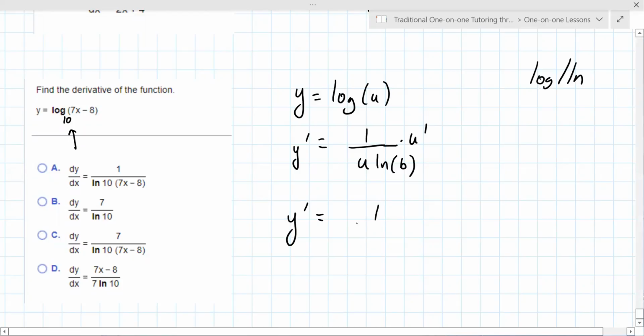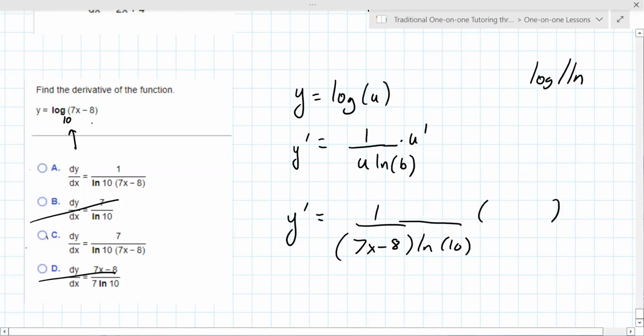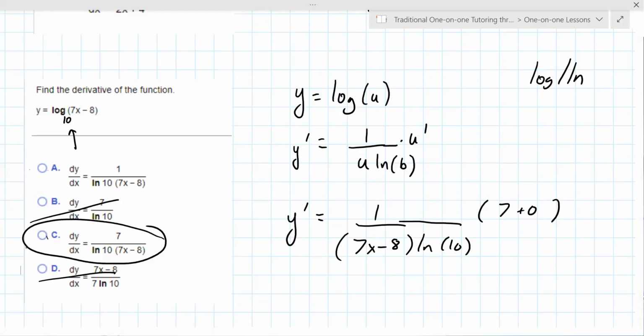So in this problem, it's 1 over 7x minus 8 times the natural log of 10. If you just do that, that gets you down to either A or C as your possibilities, because they're the ones that match that. And then you have to take the derivative of the inside part. The derivative of 7x minus 8 is 7 plus 0, since the derivative of minus 8 is 0. So just the 7 on the top. And that's your answer there.